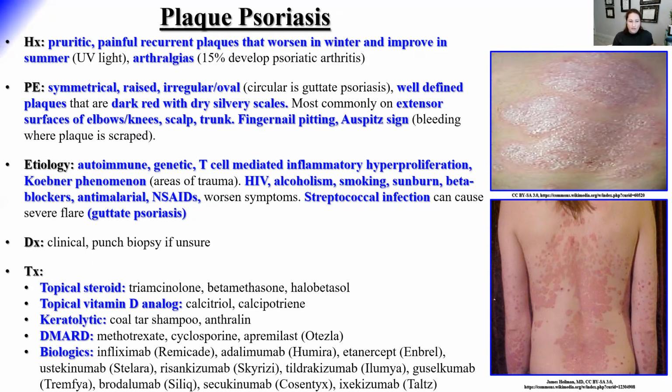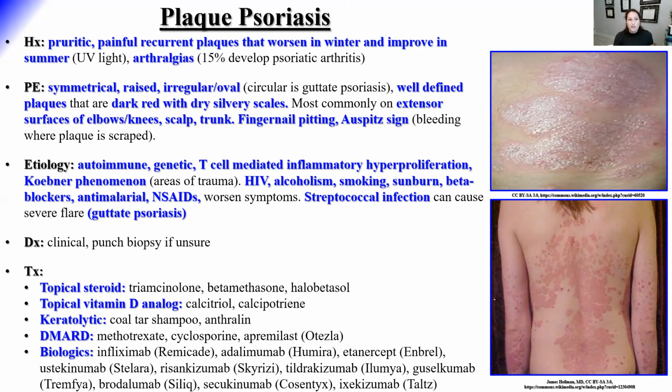So the physical exam for these: symmetrical, raised, irregular, or oval. If it's guttate psoriasis, it may be circular or drop-like. Well-defined plaques that are dark red with dry silvery scales. Dry silvery scales is plaque all day, all night. Make sure you answer that one correctly.